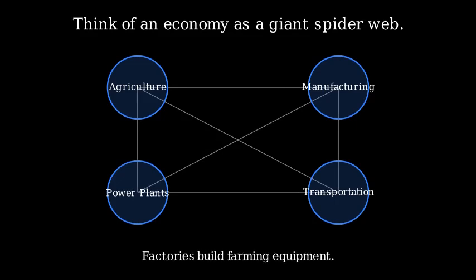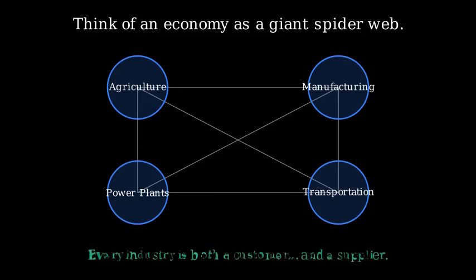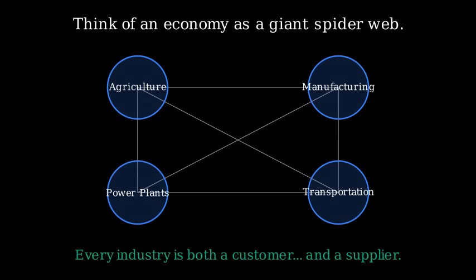Imagine an economy with only two industries: agriculture and manufacturing. Agriculture grows crops. Manufacturing builds machines. But neither can work alone. To grow crops, farmers need tractors and farming equipment made by manufacturers. And to build those machines, factories need raw materials that come from agriculture. Each industry is producing goods, while also consuming goods produced by the other.